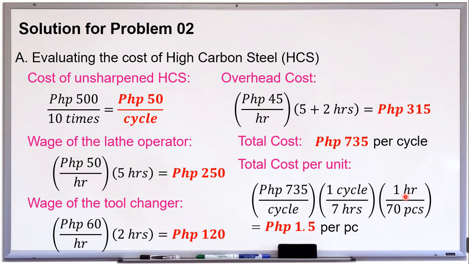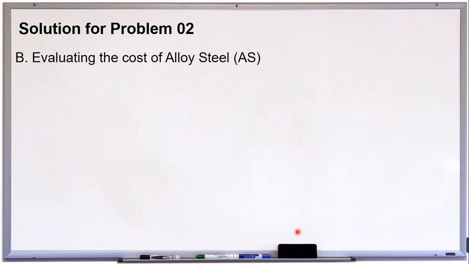So in 1 hour, based from the problem, this material can produce 70 pieces. So we have a total cost per unit of 1.5 pesos per piece. Next, let's proceed to the alloy steel.